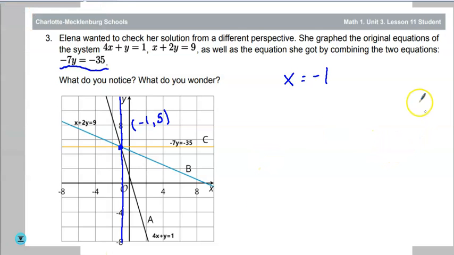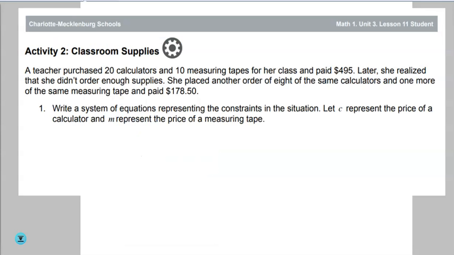All right, so moving on, turn the page. We are now on page 118. Read the information. Write a system of equations representing the constraints for this one. Remember, you're using C for calculators and M for measuring tape. Go ahead and pause and try to write that information.